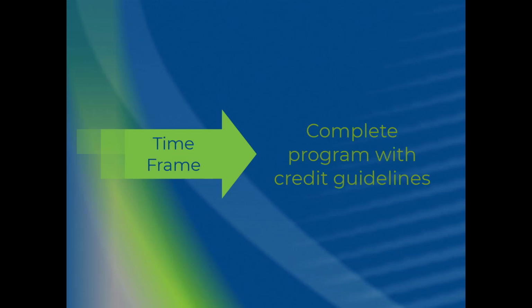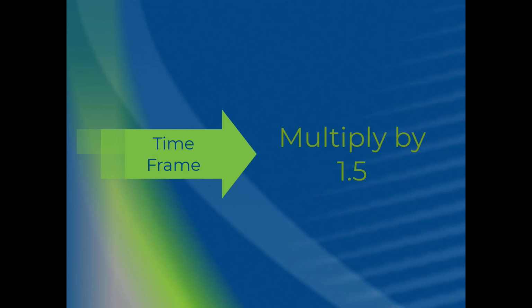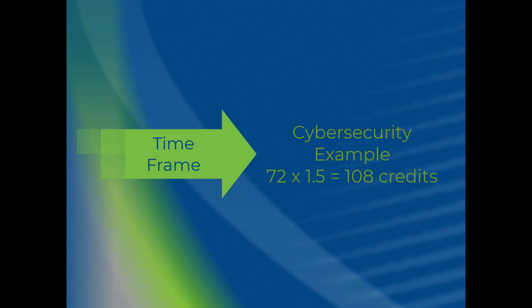You must complete your current program within 150% of the credit hour program length. Please visit the Gwinnett Tech catalog to determine how many credit hours are required for your program. Multiply that by 1.5 to determine your maximum credit hours. Here is an example. The cybersecurity program at Gwinnett Tech has 72 required credits. In order to maintain financial aid, you must complete the degree requirements before you reach 108 credits taken.